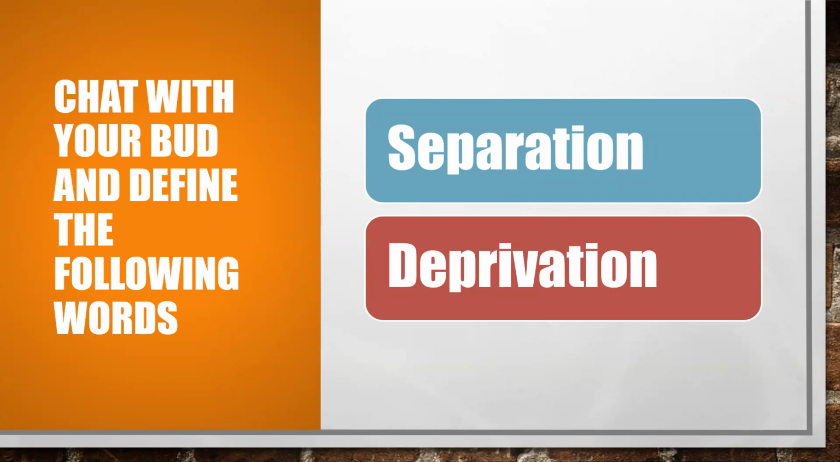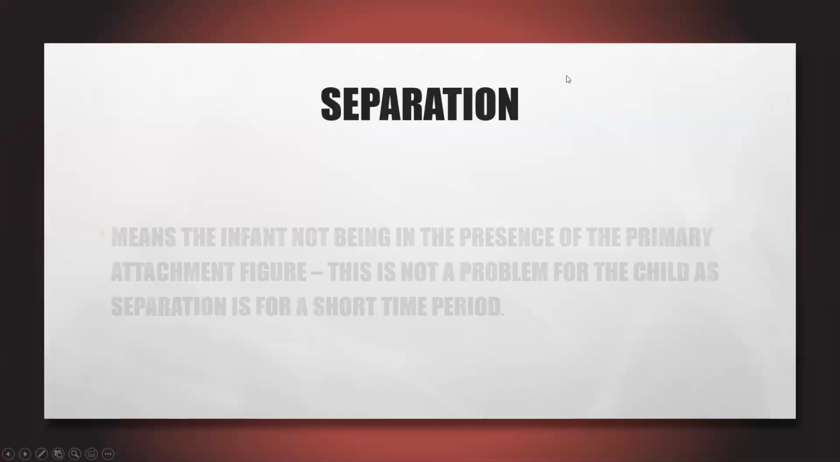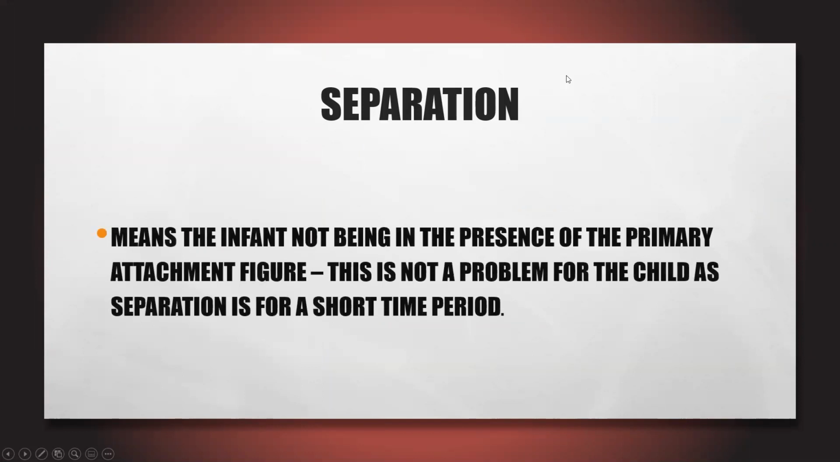So let's really understand what these terms mean. Let's look at separation. It means that the infant is not in the presence of their primary attachment figure. That means they are apart from them, but they will be reunited. And this is not a problem, because usually this separation is only for a short period of time. So separation means they're away from, but they will be reunited, and it's a short period of time.